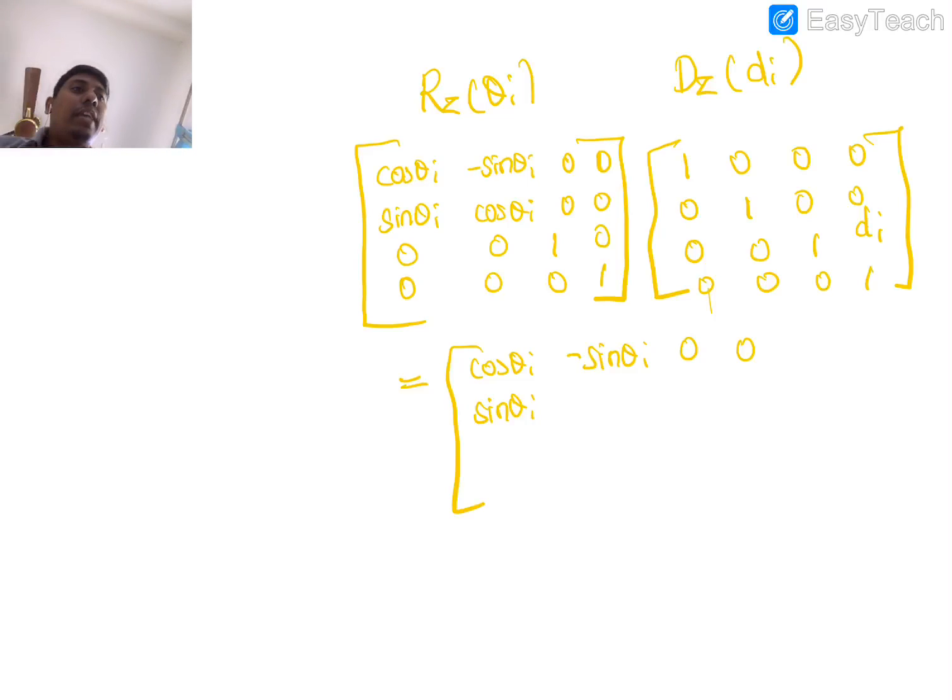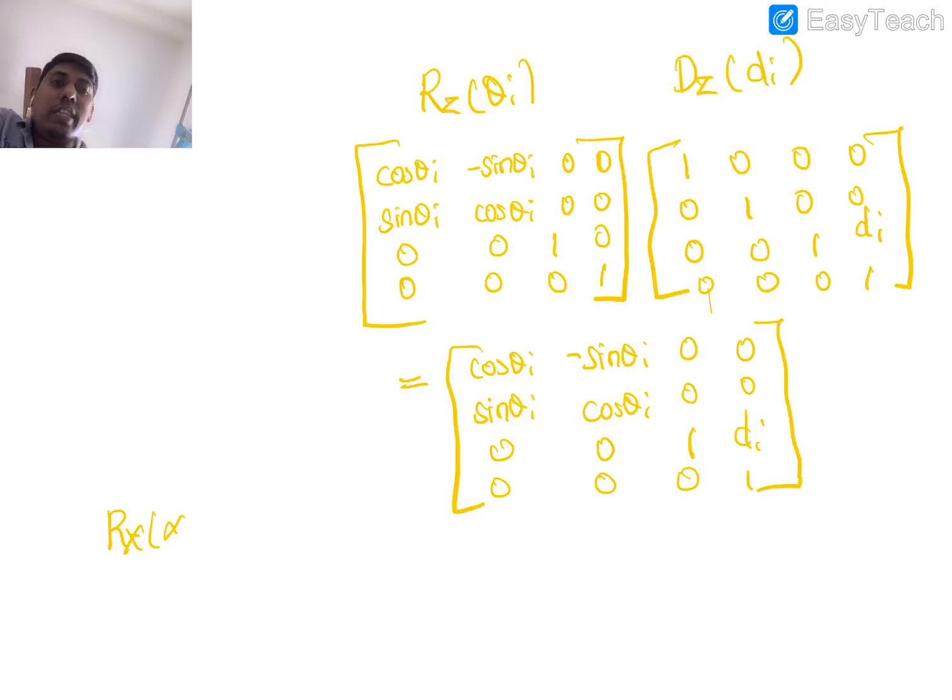Then we'll make it further. The second row second column would be cos theta I, and like that we can go again. The third row first column would be 0, then this is also 0, 1, and this would be giving d I, and this is the way it goes. Now in a similar way, the other two operations we did.